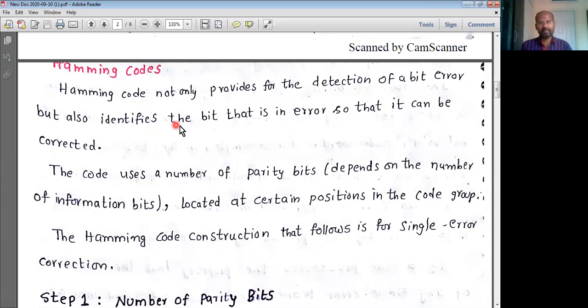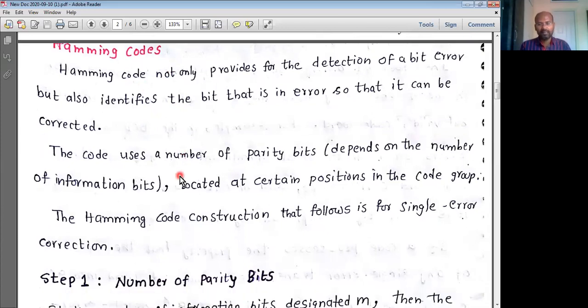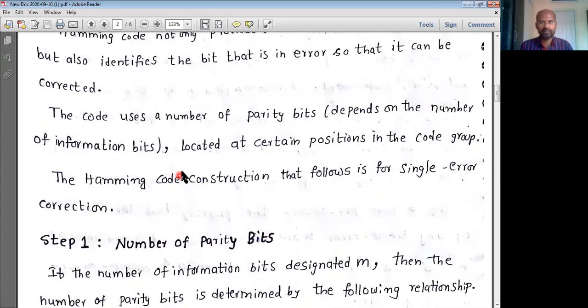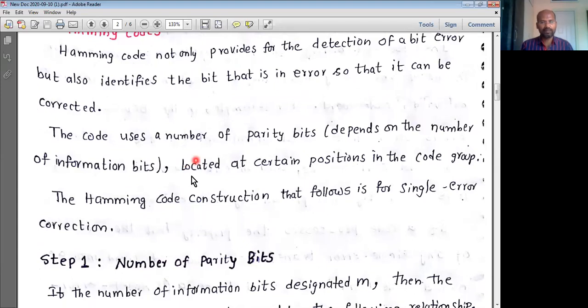Now let's understand these Hamming codes. We will construct Hamming codes in 3 or 4 steps. Now look at the first step.